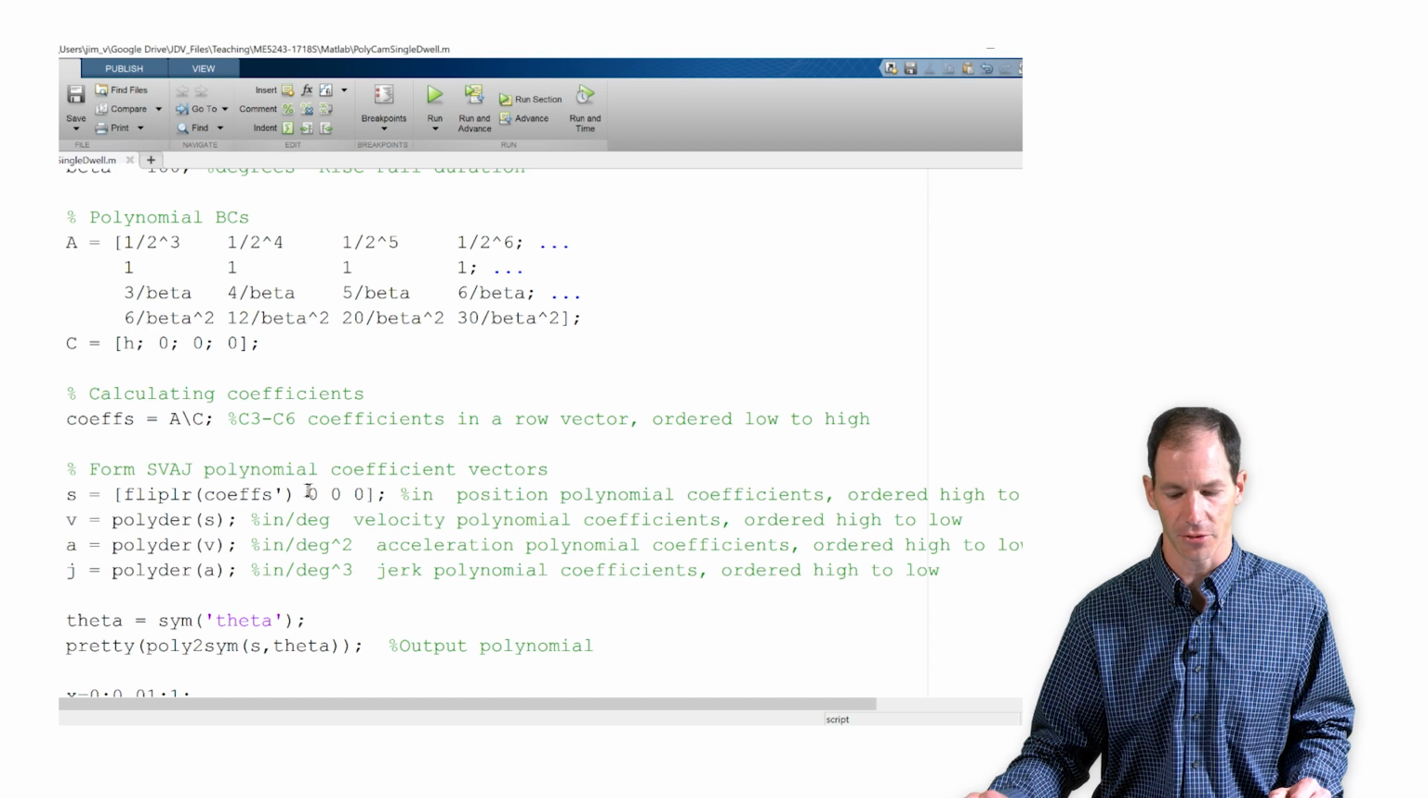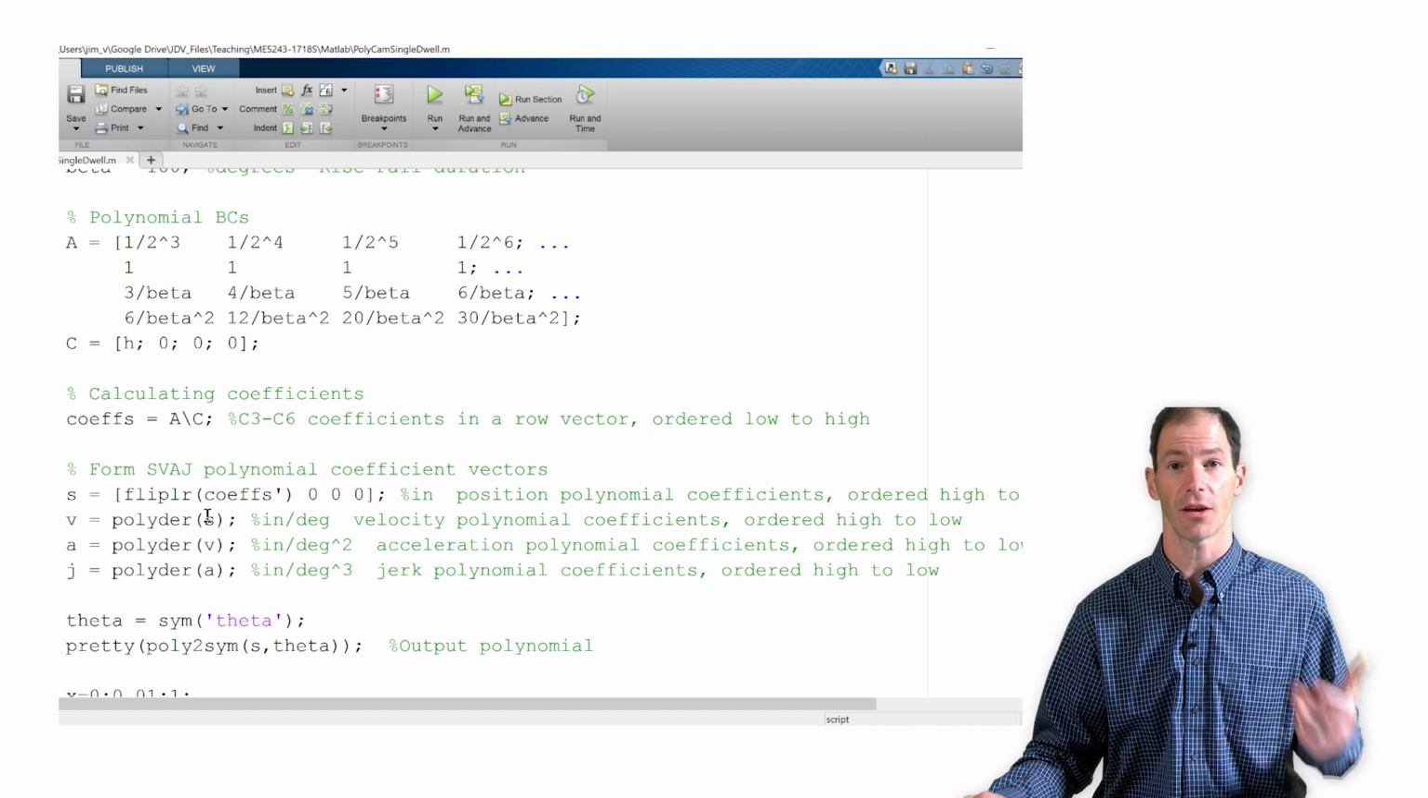So this is my position polynomial coefficient vector. I then have a velocity vector, which is just the derivative of it. So polyder is the MATLAB function for taking a derivative of a polynomial vector. So that was taking the derivative of s. I take the derivative of the velocity, take the derivative of the acceleration, and that gets me to the jerk function.